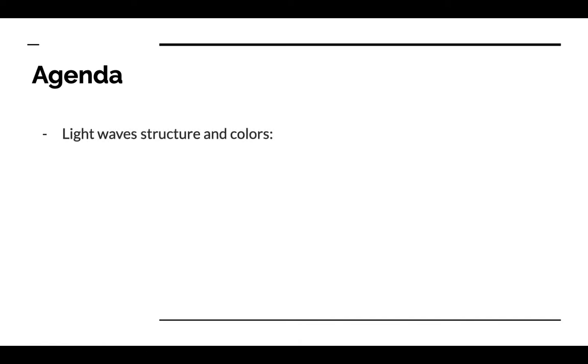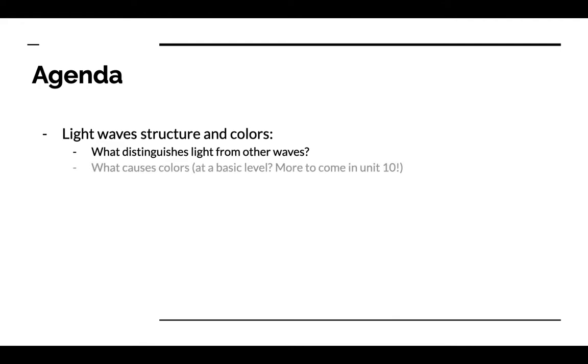So our agenda for today: light wave structure and colors. We want to know what distinguishes light from other waves and what causes colors at a basic level. More to come in Unit 10, better said Unit 9, actually. So we'll look at how colors are associated with light right now at a basic level, and then we'll explore at a deeper level, when we get to quantum physics and quantum theory, what specifically causes colors. So we're going to go from light waves to electromagnetic waves and ultimately up to quantum theory.